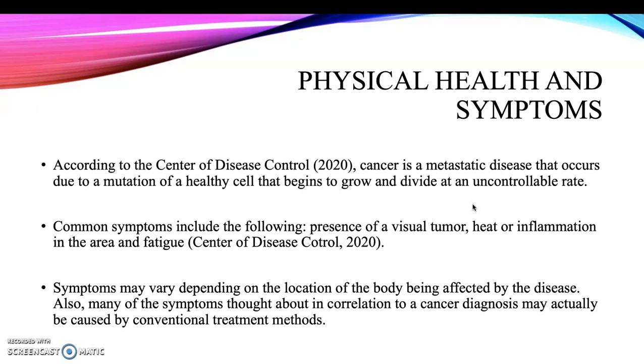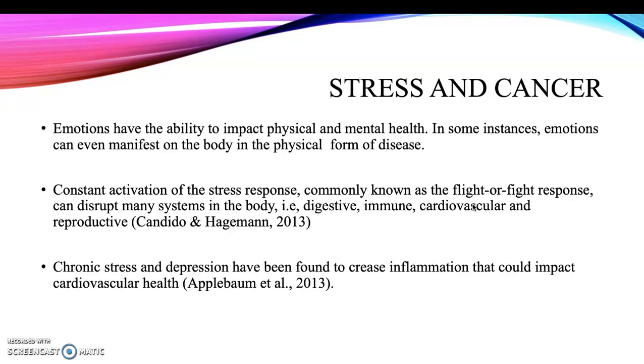Also, many of the symptoms thought to be in correlation to cancer may actually be caused by the conventional treatment methods. These methods would include chemotherapy, radiation, and surgery. In chemotherapy, you are not only targeting the cancer cells, you are affecting the entire area presented. So that means all the healthy cells within that area are also going to be targeted by the chemotherapy and have a chance of dying off, which will deplete the immune system, which will cause that hair loss, vomiting, nausea.